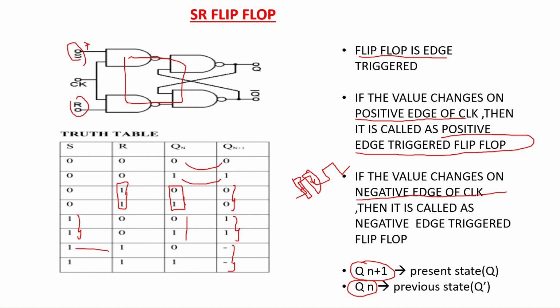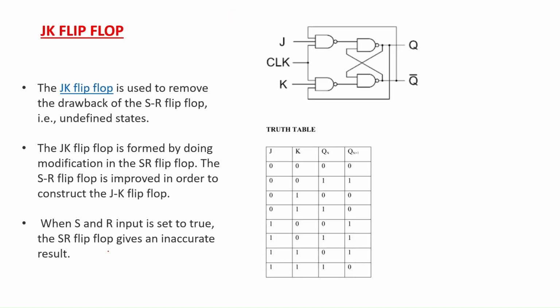To overcome this, we have designed one more flip-flop called JK flip-flop. The JK flip-flop is used to remove the drawback of the SR flip-flop, that is, the undefined state when both the values of S and R are equal to 1. This JK flip-flop is formed by doing some modifications in the SR flip-flop.